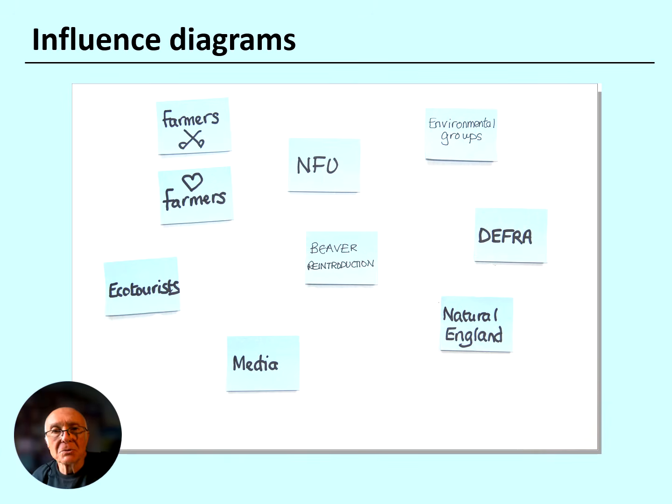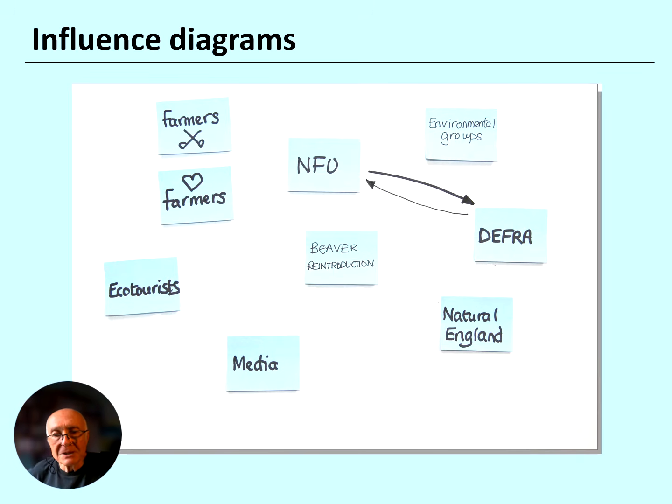The next diagram I want to talk about is influence diagrams. It looks a little bit like the way I started the system map. I've got all my actions there, and what I do is I think about where are the patterns of influence. The first one I was thinking about was the NFU and DEFRA. So NFU to me exerts quite a bit of influence over DEFRA. DEFRA is responsible for agriculture, so it really has to listen to what the farmers are saying.